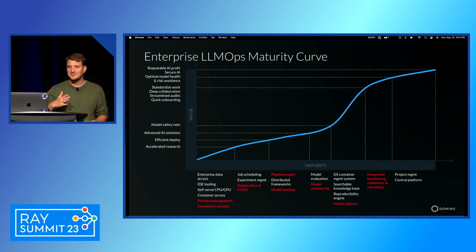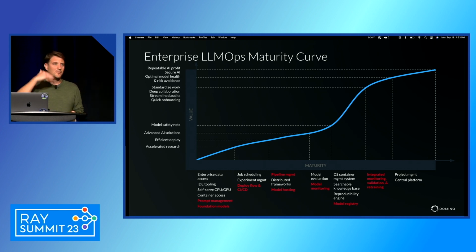So now we have this maturity curve that we are looking at from an enterprise perspective, and they can grade themselves on how mature they are and how much value they are getting. The first thing that you want to optimize in your enterprise is to accelerate research, right? You want to be able to prototype quickly. You want to make sure that you can validate some business idea. To do that, you need to give your team enterprise data access, IDE tooling, self-serve GPU, container access. And now with generative AI, you also need to be able to manage your prompts and give access to foundation models.